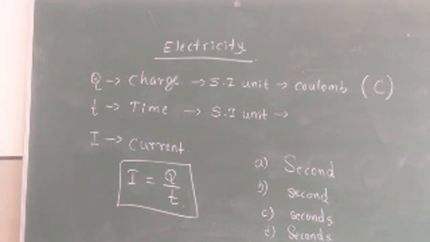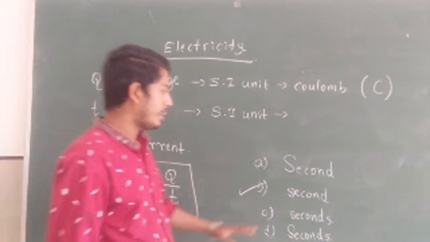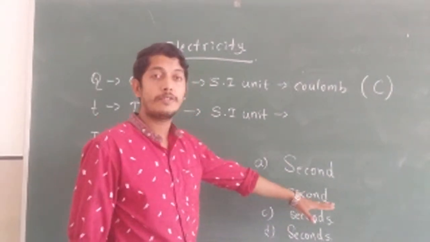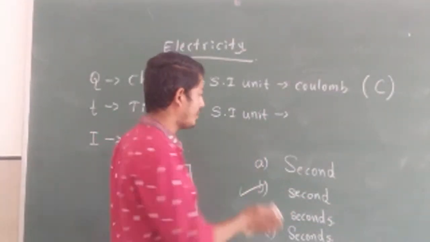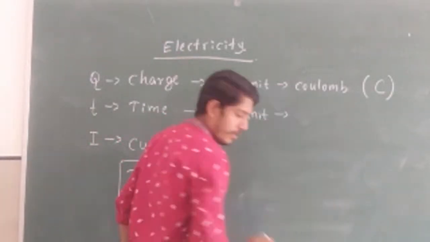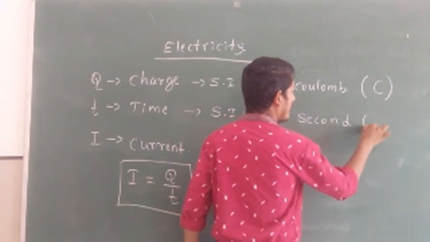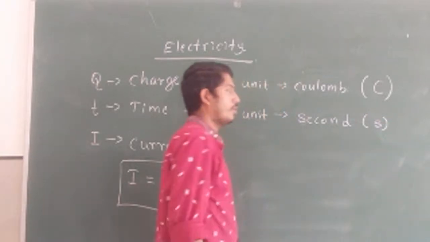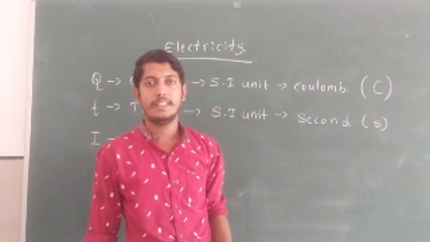Some are giving B as the answer. So B is the correct answer. Yes, that is B. In the second option, all the letters are small, with no S and no capitals. So the SI unit of time is second, and we can write it directly as second, or we can write small letter s. That is the SI unit of time.